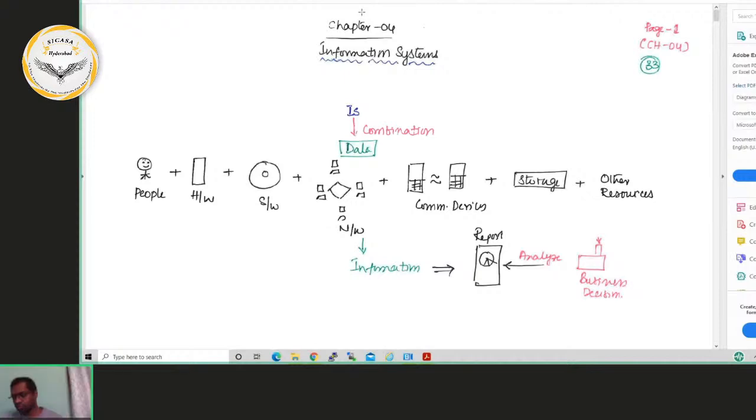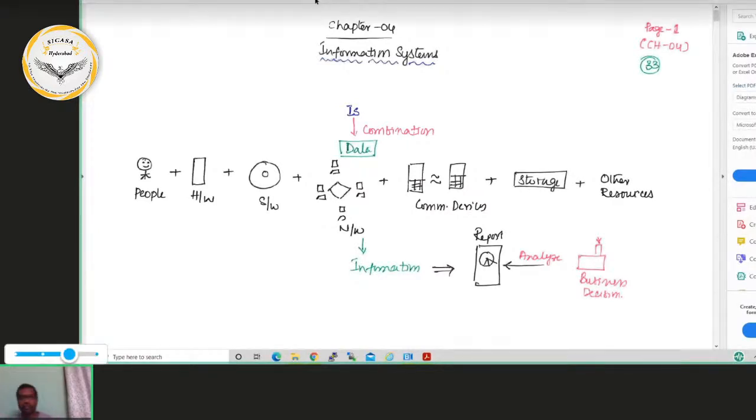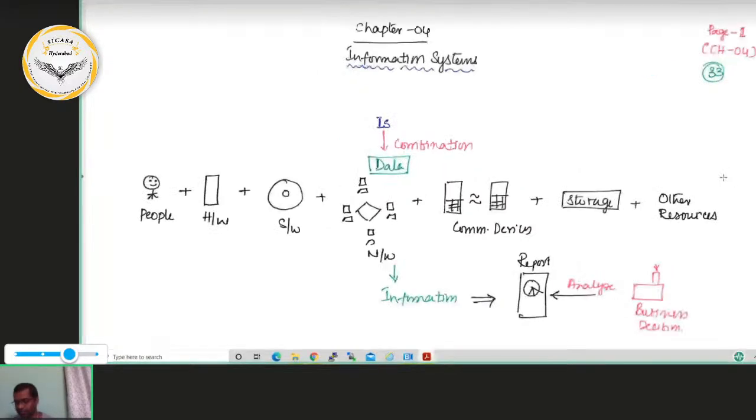Okay, so let us start. Basically what we have studied in chapter 3 is about telecommunication networks. What do you mean by telecommunication networks? It's nothing but how we transmit the data from one location to another location, and how do we transmit? What are the methods? All the things which we have completed in chapter 3.